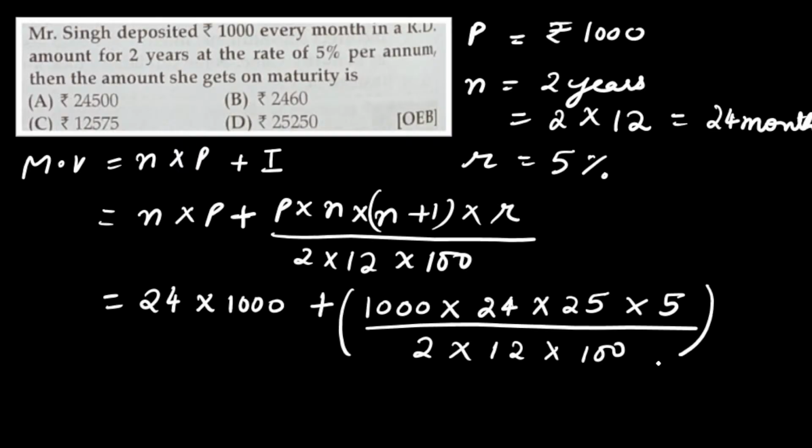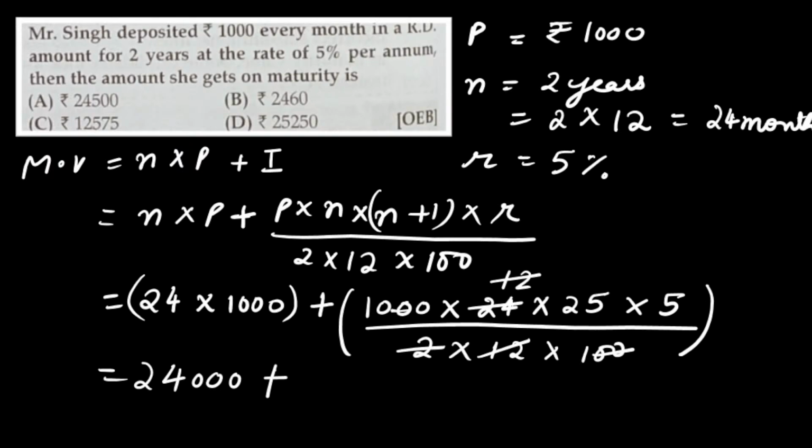So this side we can simplify, then we can add. Both the values individually we have to simplify. So 24 into 1000 is 24,000. 2 into 12 is 24. Then 12 into 12, and then 2 zeros here we can cancel. So cancellation you can always do. Don't do multiplication first of all. If cancellation is possible in these questions, always do cancellation first. So 25 into 5 is 125. So 125 into 10 is 1250.